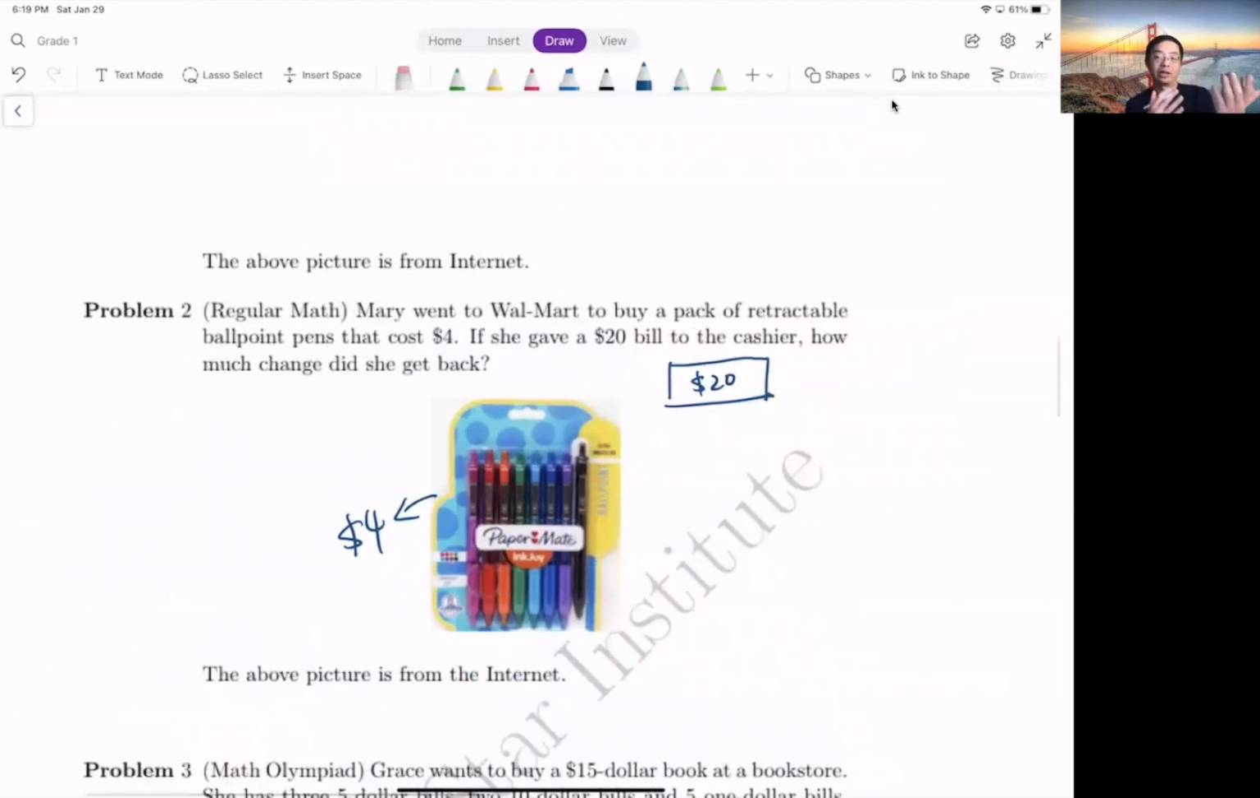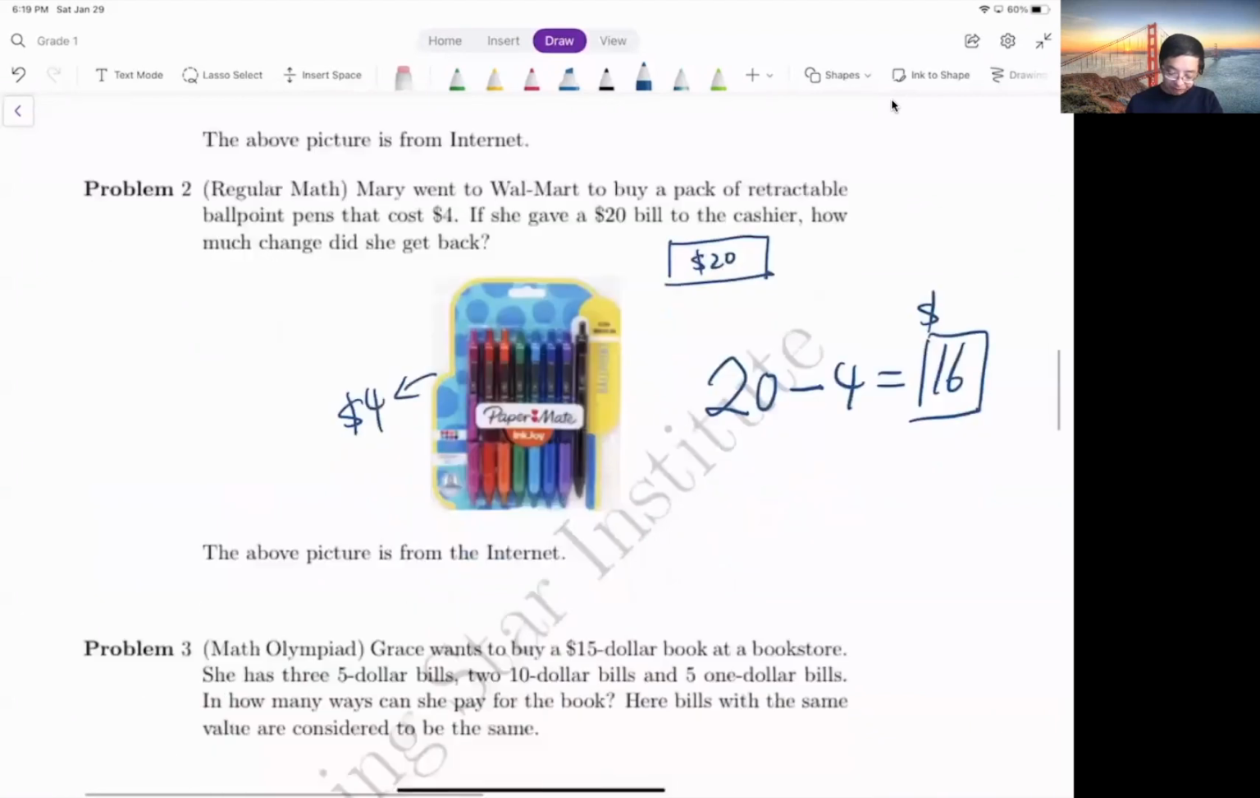Of course, we know 20 is much more than $4, so she has to receive some change. So the change will just be the difference. 20 minus 4 is 16. So $16 is the change Mary received from the cashier.